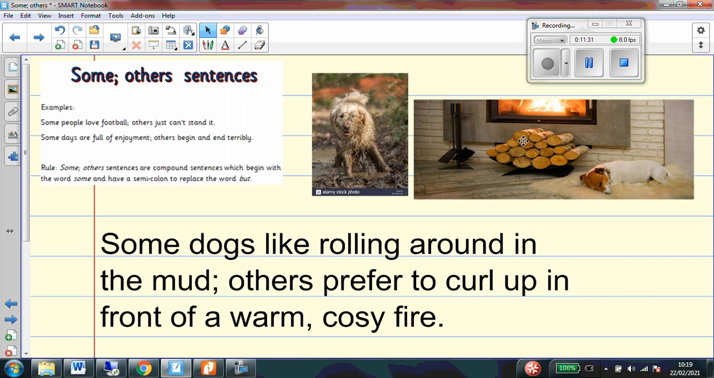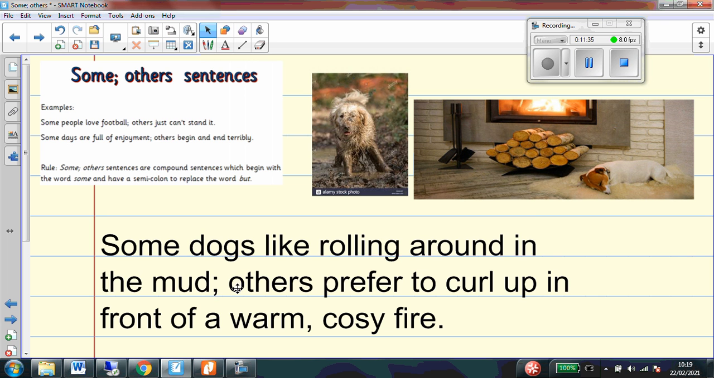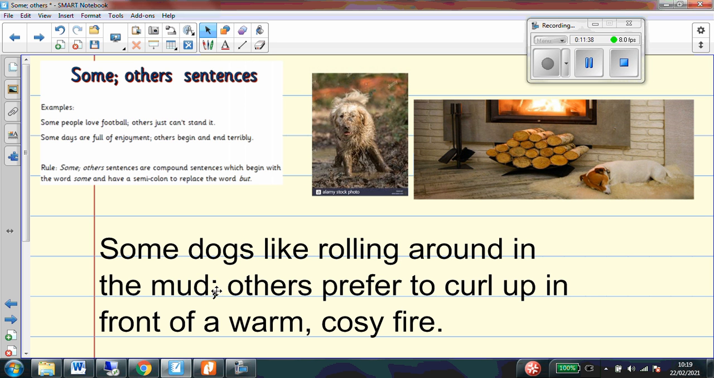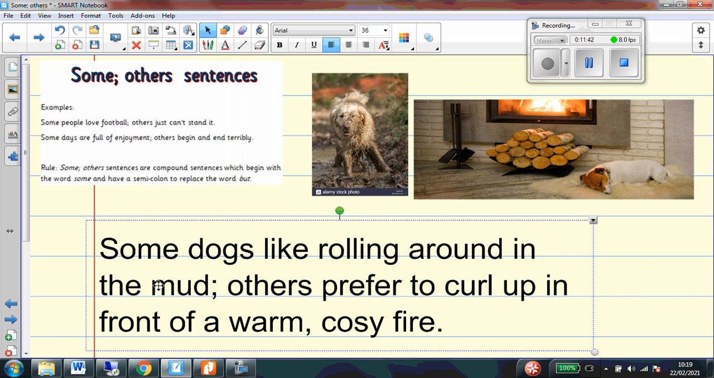Brilliant. Can you check for me that your semicolon had a comma, which should be sat on the line, and almost like a full stop floating above it, which is in line with your letters? You see how it's the same height as my U there? It won't be the same height as my D, because my D is an ascender. It should go all the way to the top of my line.